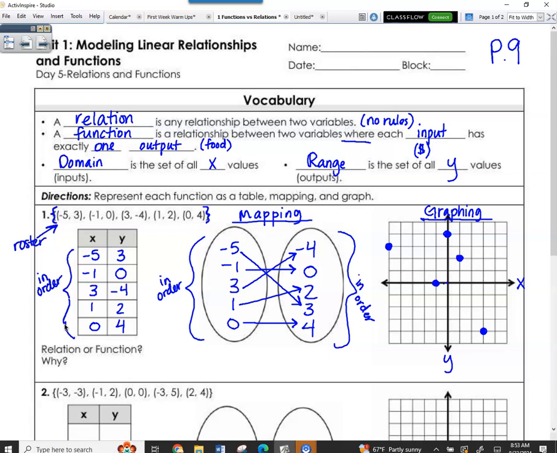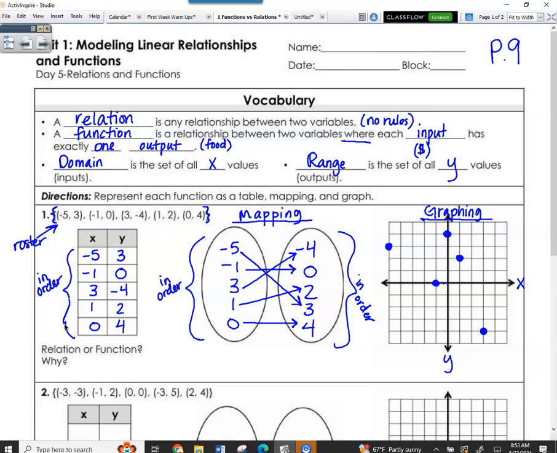If I plug in -1, what do I get? 0. If I plug in 3, what do I get? If I plug in 1, what do I get? And if I plug in 0, what do I get? At any point, did I plug in an x value twice and get a different answer? So it's definitely a function.